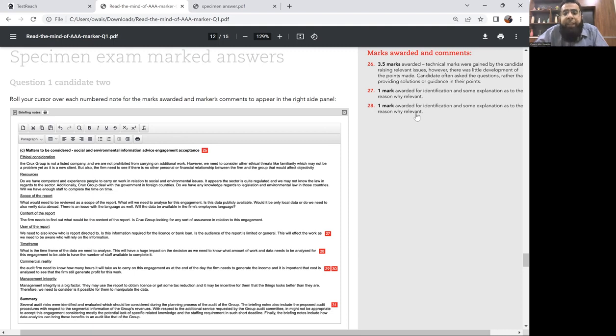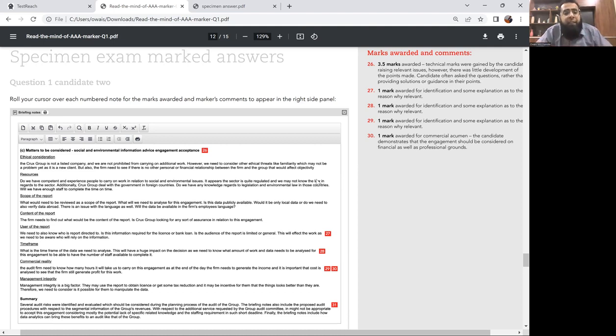1 mark awarded for identification of the issue of timeline, because the question stated that they have asked for the report urgently. Commercial reality: the audit firm needs to know how many hours it will take on this engagement, as at the end of the day, the firm needs to generate its income. And it is important that cost is analyzed to see that the firm will generate profit from this work. So he may get a mark for commercial acumen here. 1 mark for identification and some explanation. 1 mark awarded for commercial acumen.